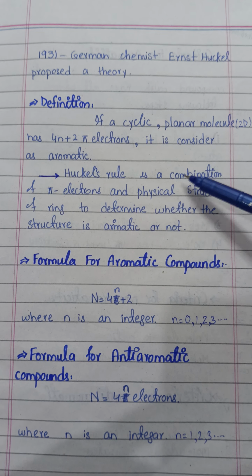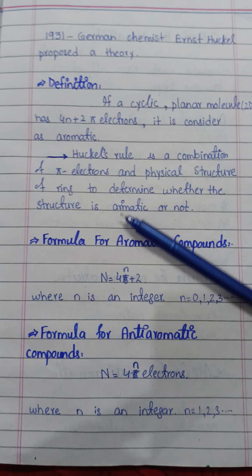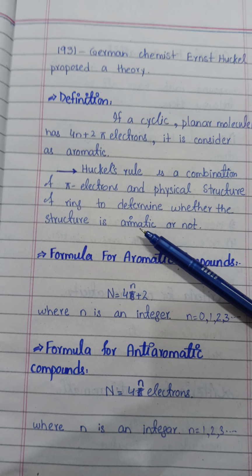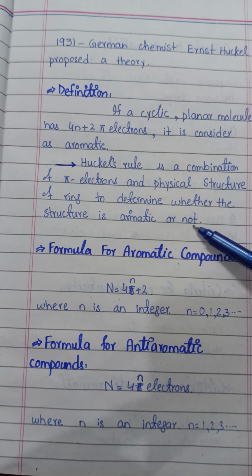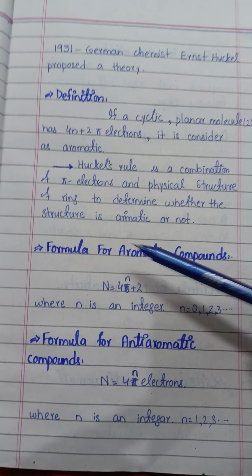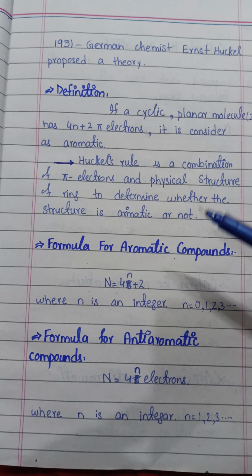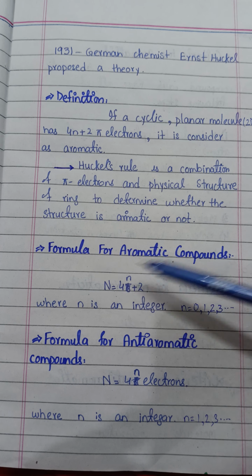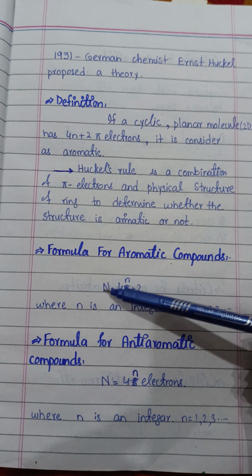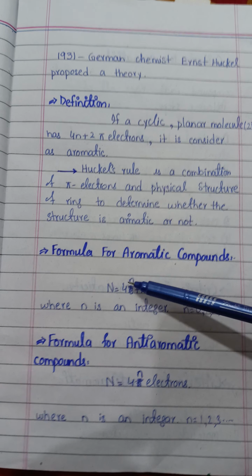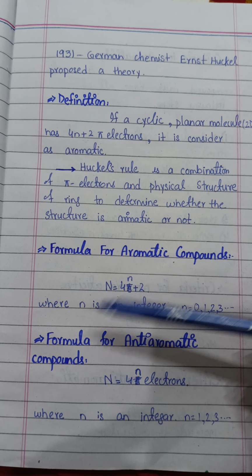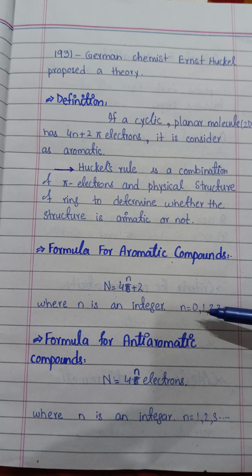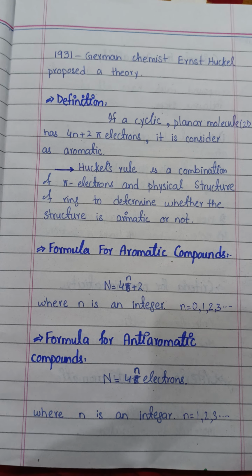Huckel's rule is a combination of pi electrons and the physical structure of the ring to determine whether a structure is aromatic or non-aromatic. Now we have a formula to decide whether a compound is aromatic or non-aromatic. First of all, the formula for aromatic compounds is the number of pi electrons equals 4n plus 2, where n is an integer and the value of n is 0, 1, 2, 3, and so on.